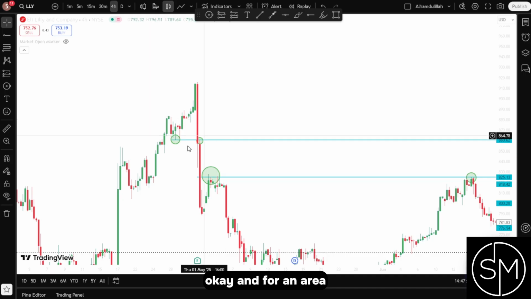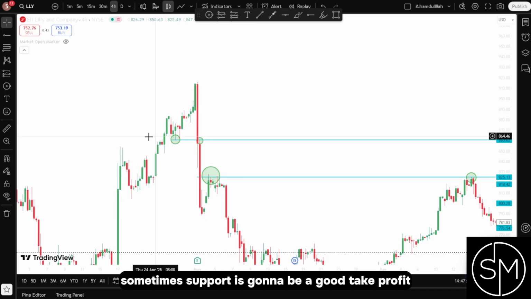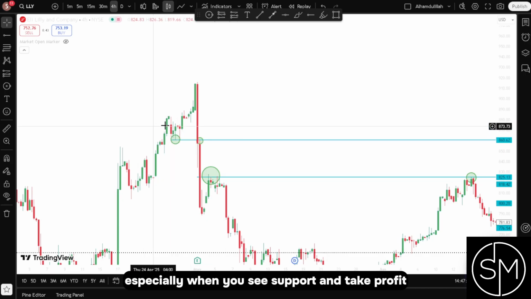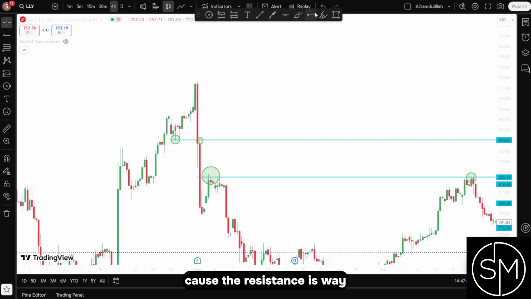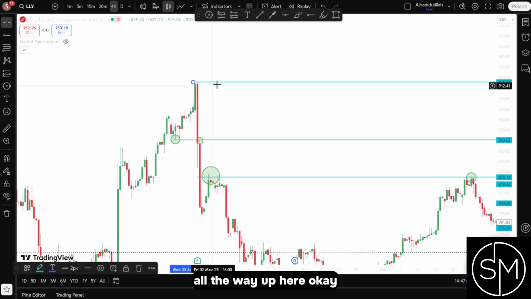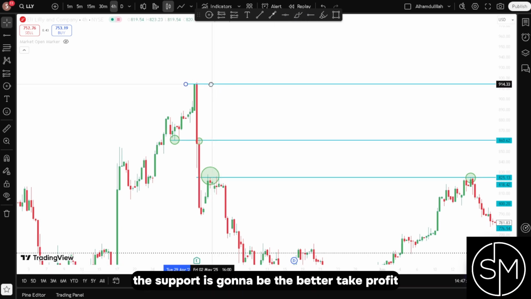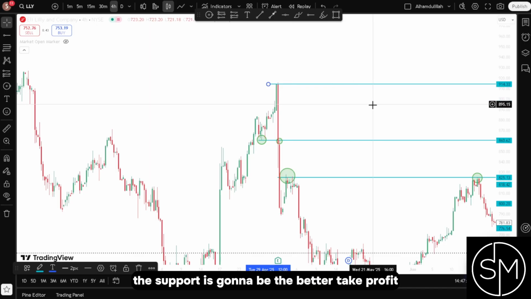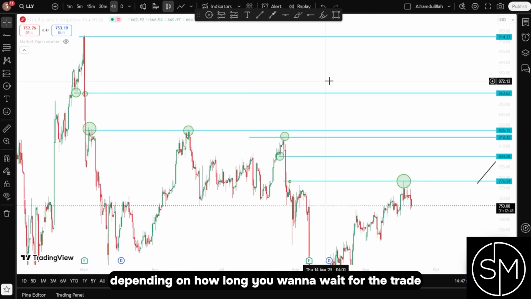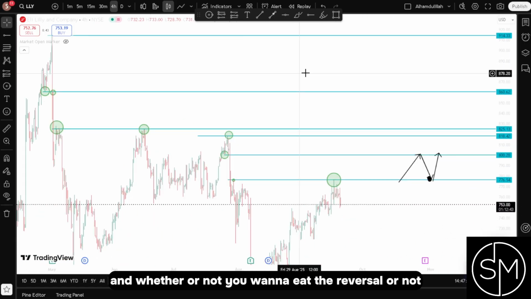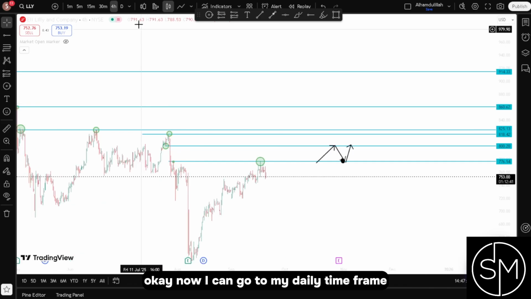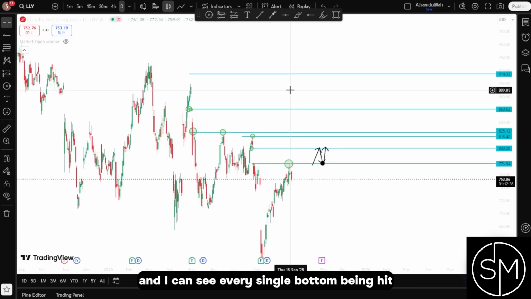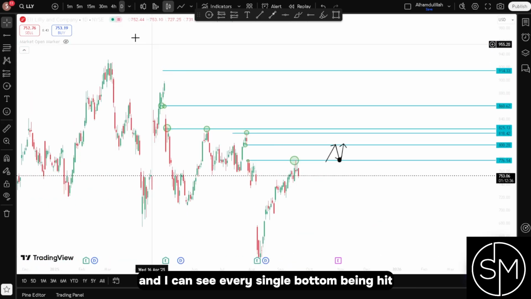Important area. This is why sometimes support is going to be a good take profit, especially when you see support and take profit, because the resistance is all the way up here. So sometimes the support is going to be the better take profit, depending on how long you want to wait for the trade and whether or not you want to eat the reversal. Now I can go to my daily time frame and I can see every single bottom being hit.